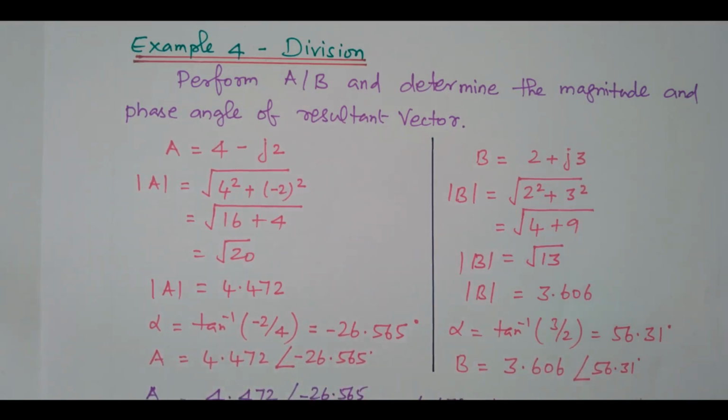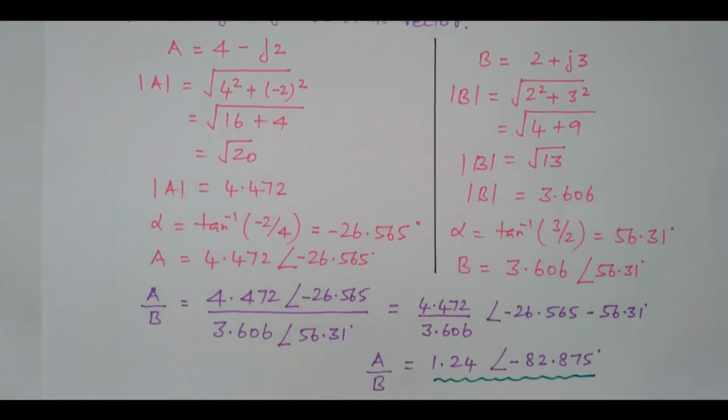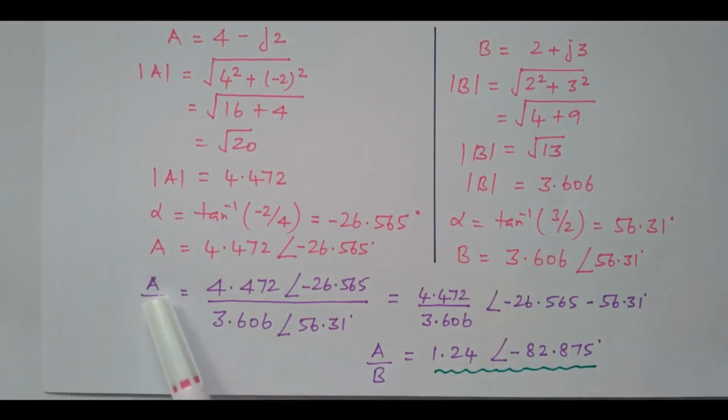Now we will go for the division, A divided by B. So this is vector A and vector B. How will you divide? You have to divide these two magnitudes. In multiplication we multiplied the two magnitudes; similarly here the two magnitudes are divided. What about the angle? The angle should be subtracted.